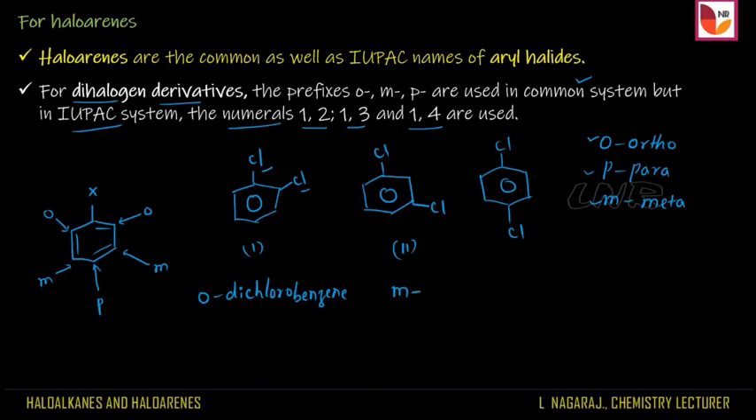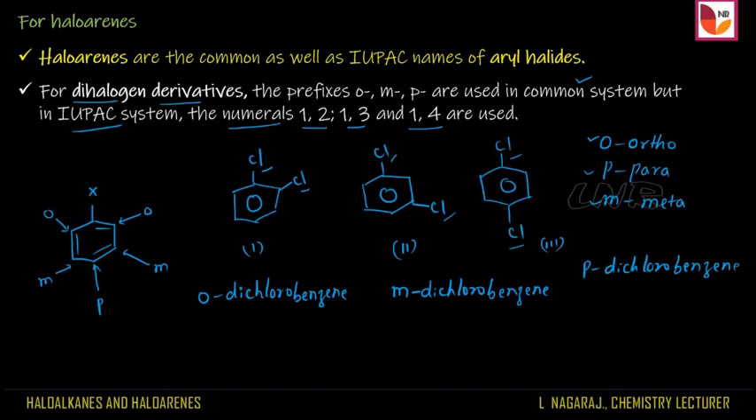The second molecule is represented as meta. The M prefix is used because the two halogen atoms are present at the meta positions, hence it is named meta dichlorobenzene. Benzene is the name of the aryl group. The third molecule is named as para. That is, the two halogen atoms' positions are represented as para, that is P, dichlorobenzene. These are the names according to the common system.